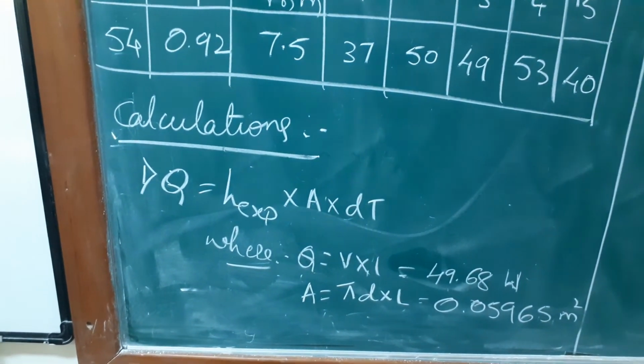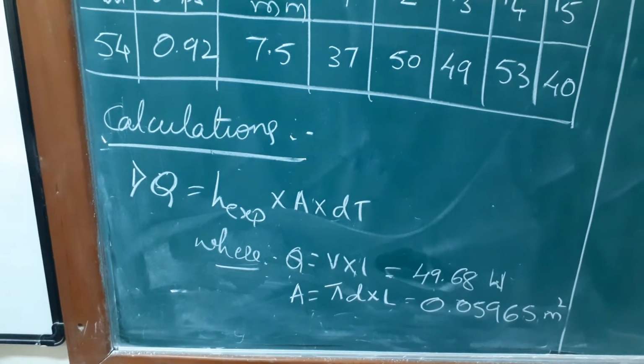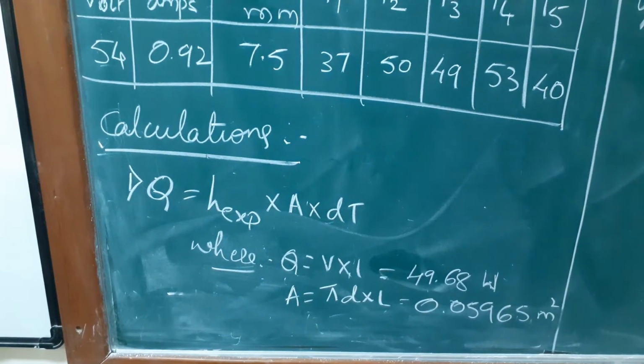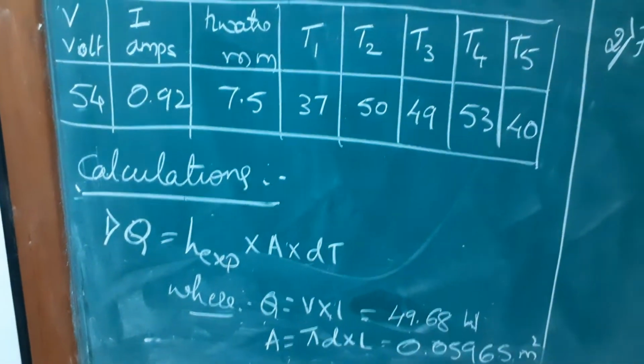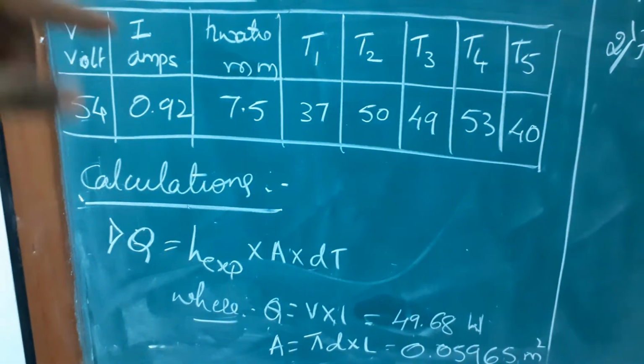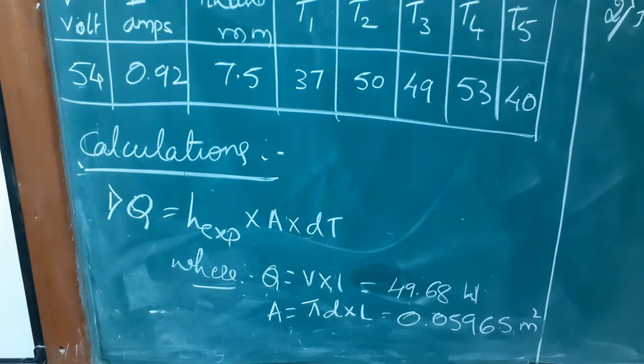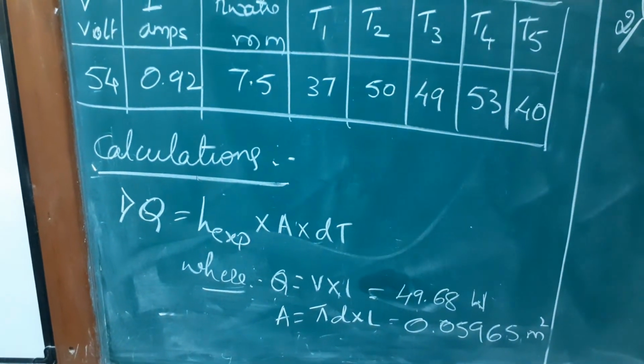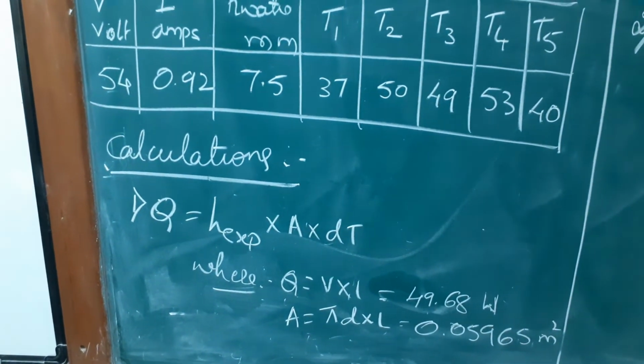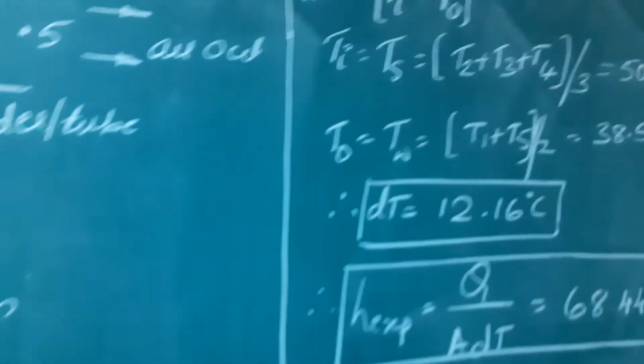The first step is Q equals h experimental into A into dT, where Q is nothing but V into I, which we get directly from the tabular column. V and I are obtained, so you can calculate it, and the area is nothing but pi D L. With that we get the value of area. Once you know Q and A, we want dT to find h experimental. So we'll go for dT.